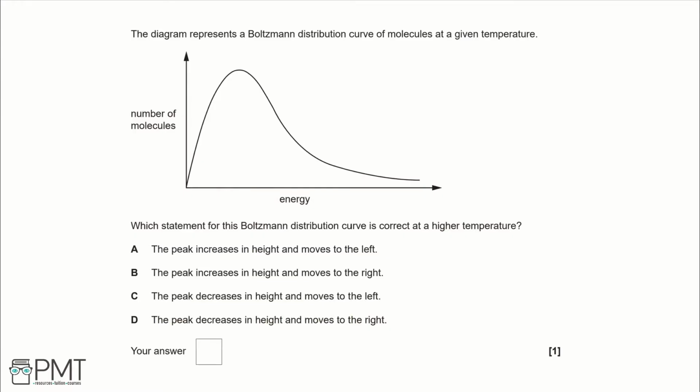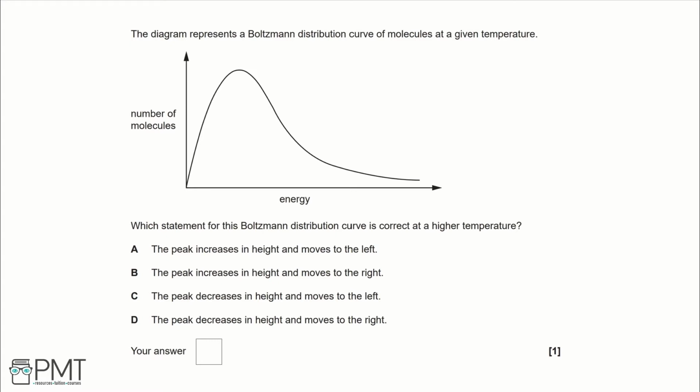Which statement for this Boltzmann distribution curve is correct at a higher temperature? A. The peak increases in height and moves to the left. B. The peak increases in height and moves to the right. C. The peak decreases in height and moves to the left. Or D. The peak decreases in height and moves to the right.